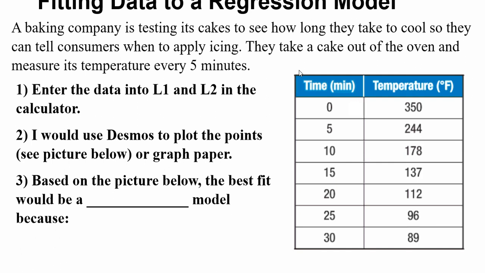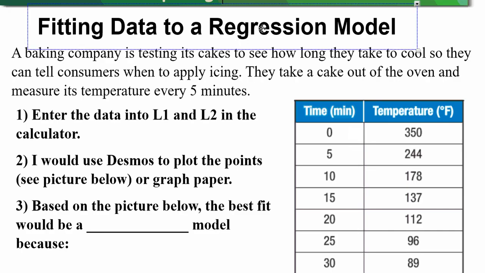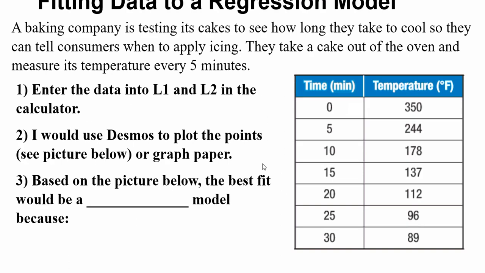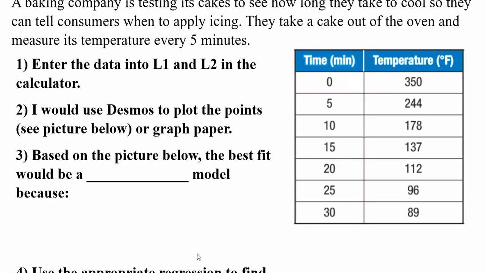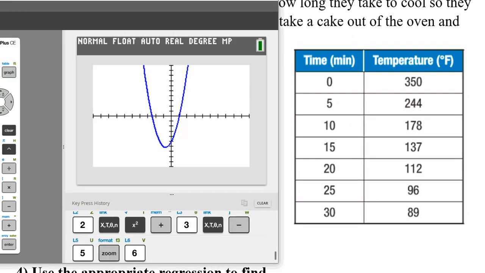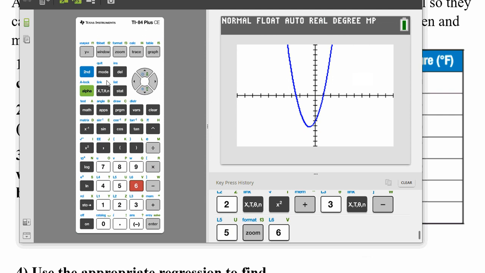So here's what they did. They did an experiment. They pulled the cake out of the oven and they just measured its temperature every 5 minutes. We're going to use math, the computer, on our calculator to get what we call a regression fit. It's a regression fit when we're fitting data to an equation. So the first thing you need is a graphing calculator for this. If you don't have one, then just follow along. I'll show you what you would do.